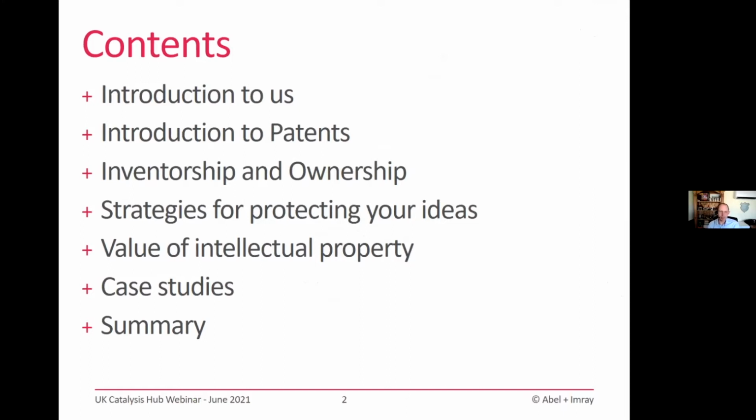This time we're going to move on to some slightly different topics. We're going to look at inventorship, so who is an inventor on a patent and also who owns the patent. Then some thoughts on strategies for protecting ideas, the kinds of intellectual property you might want to think about, and then rounding off the introductory part with the value of intellectual property. So why file in the first place? We're going to illustrate that point on the value of IP, and what you might want to do with patent rights in particular, with some case studies towards the end.